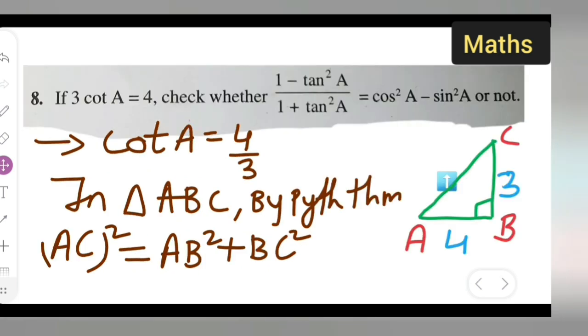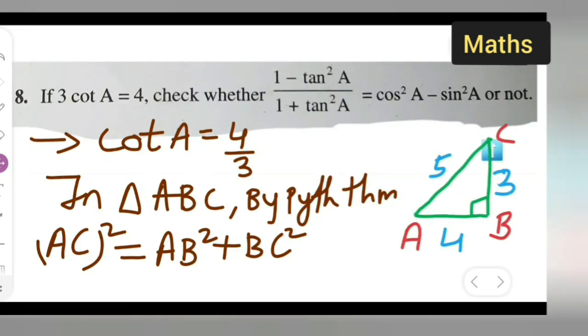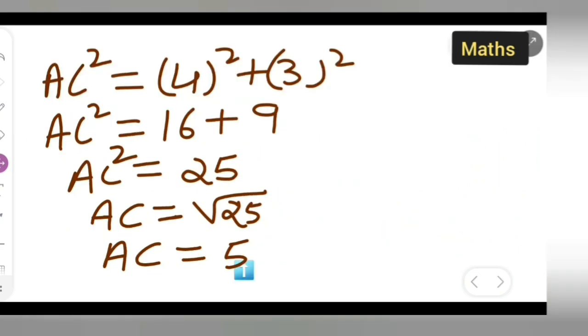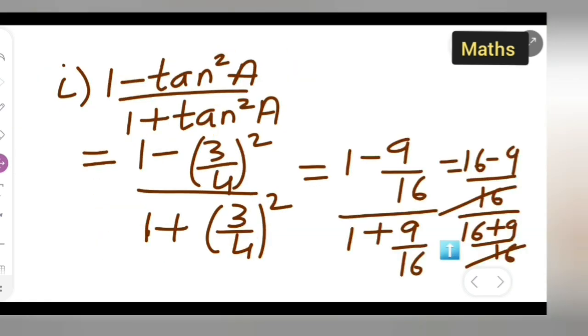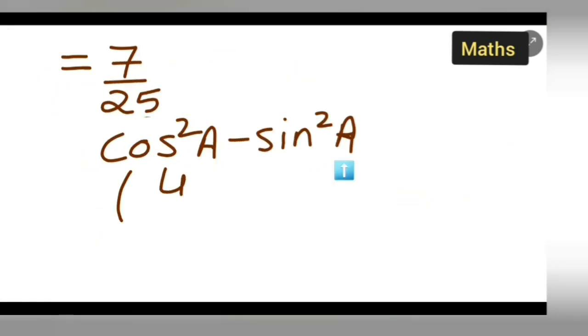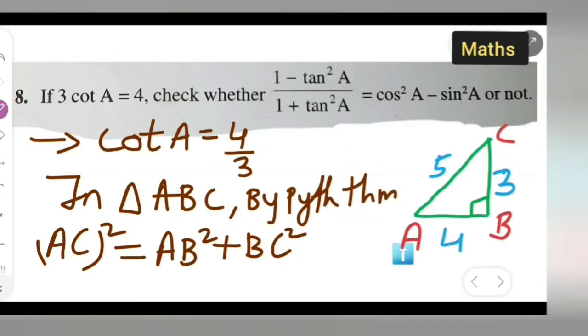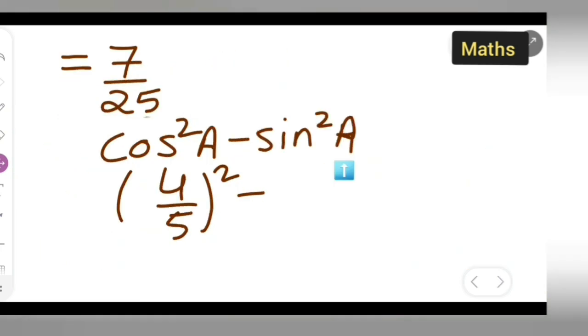AC. So let me write it here also. Here AC is nothing but 5. So cos A is adjacent upon hypotenuse. Adjacent of A is 4 and hypotenuse is 5, so it will be 4 upon 5. So write down here 4 upon 5 the whole square, minus sine, which is opposite upon hypotenuse. Opposite of this A is 3, upon hypotenuse 5. So write down 3 upon 5 the whole square.